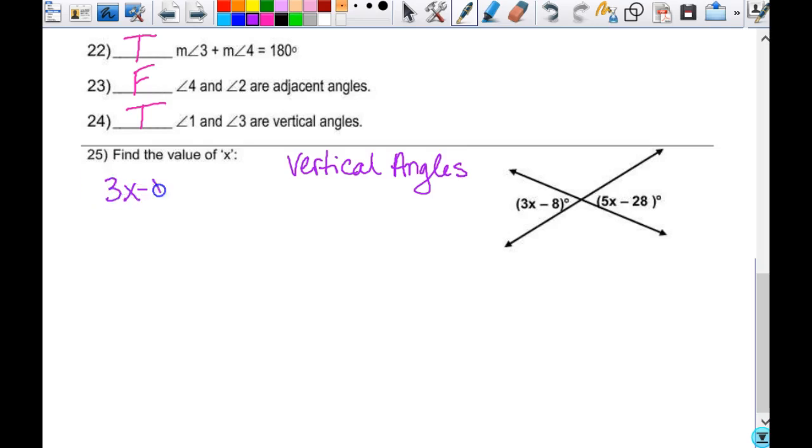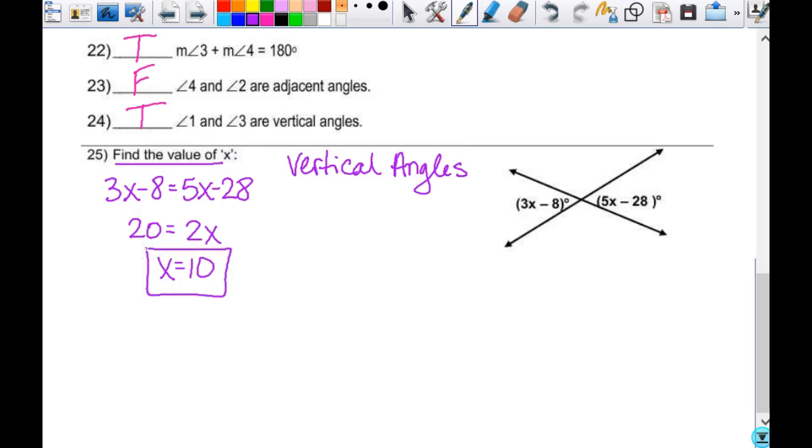Instead, it's 3x minus 8 equals 5x minus 28. And then you solve. So I get 2x over here. And when I add that over here, this is going to give me 20. So x equals 10. So I could go back and plug it in, but it just says find the value of x. I did that. I'm done. No need to plug it back in. Okay, and that concludes part 1.